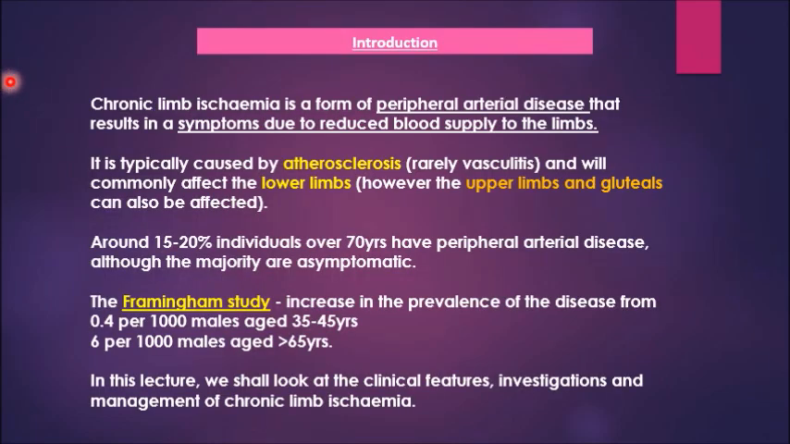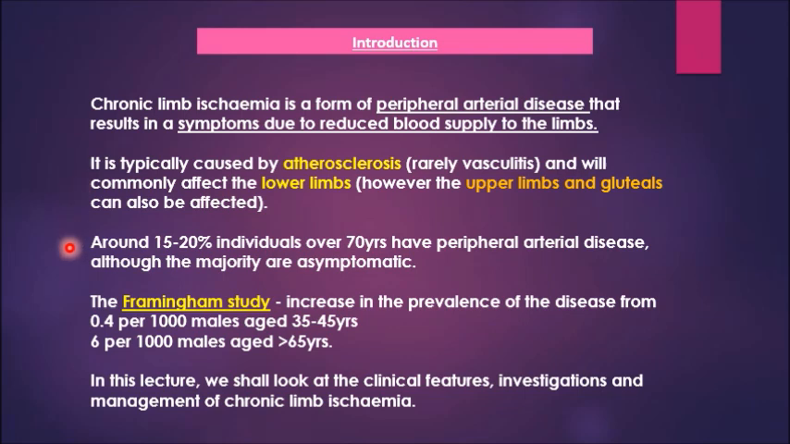Chronic limb ischemia is a form of peripheral arterial disease that results in symptoms due to reduced blood supply to the limb. It is typically caused by atherosclerosis, rarely by vasculitis. Most commonly it is atherosclerosis, and it commonly affects the lower limbs. However, the upper limbs and gluteal region can also be affected.